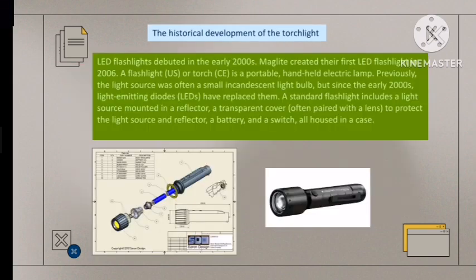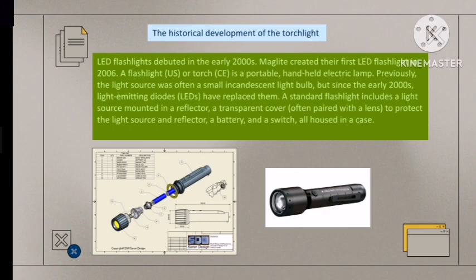The historical development of the torchlight. The LED flashlight debuted in the early 2000s. Maglite created their first LED flashlight in 2006. A flashlight or torch is a portable handheld electric lamp.